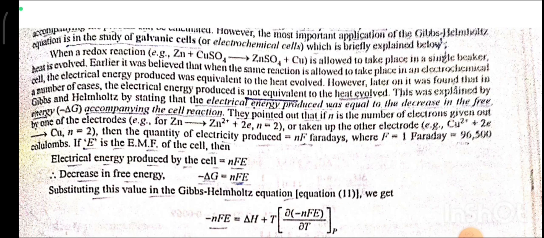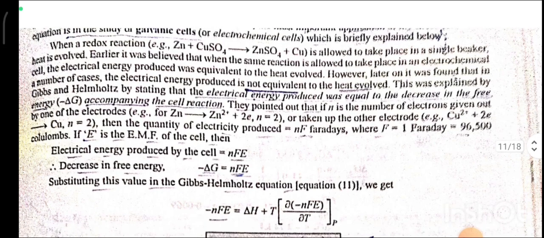When a redox reaction is allowed to take place in a single beaker, heat is evolved. Earlier, it was believed that when the same reaction is allowed to take place in an electrochemical cell, the electrical energy produced was equivalent to the heat evolved. However, later on it was found that in a number of cases the electrical energy produced is not equivalent to the heat evolved. This was explained by Gibbs and Helmholtz by stating that the electrical energy produced was equal to the decrease in free energy, -ΔG, accompanying the cell reaction.